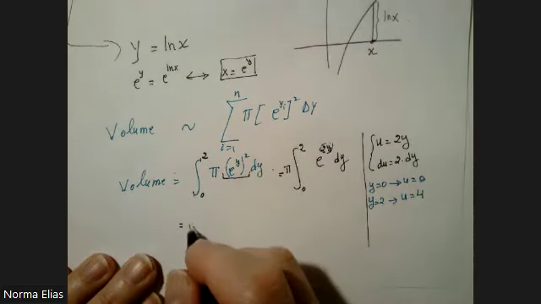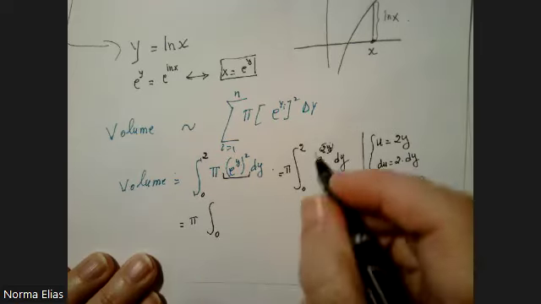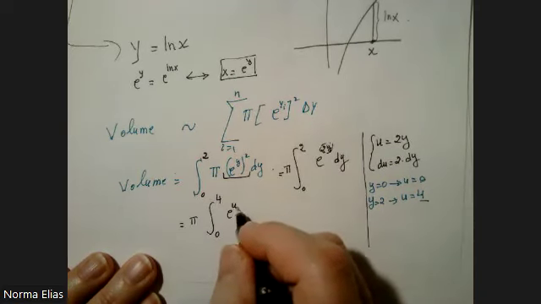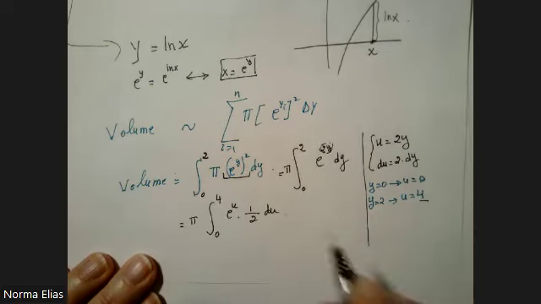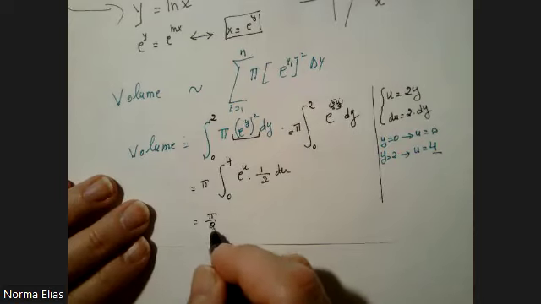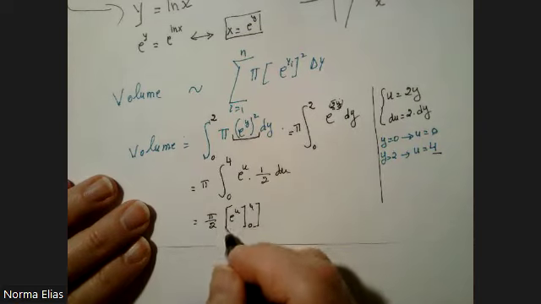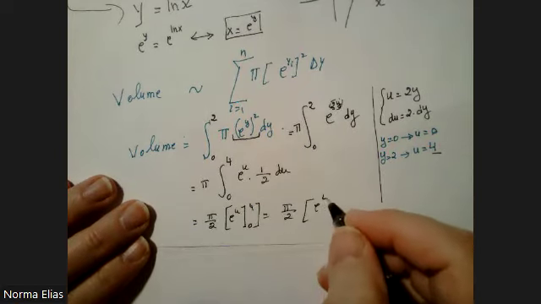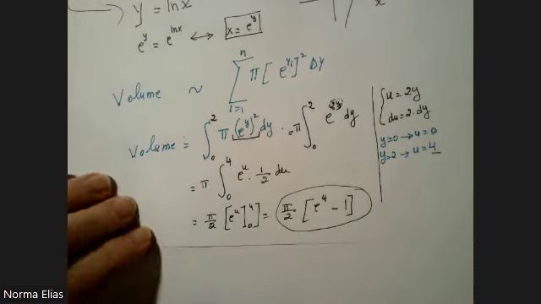So now this will become the integral of pi times e to the u. The 0 went to 0, the 2 went to 4. e to the 2y is e to the u. The dy is half the du. So finally, I will get pi over 2 e to the u evaluated between 0 and 4. I don't go back to y anymore now. Pi over 2 times e to the 4 minus e to the 0. e to the 0 is 1. End of the problem.